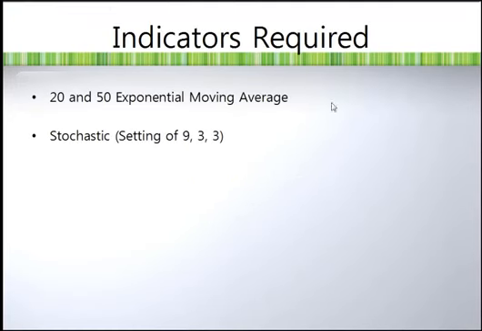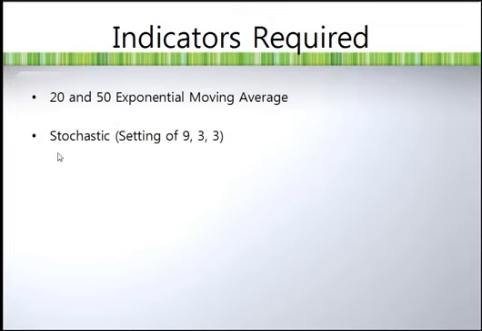This is the indicator that you need. You need a 20 and 50 EMAs. When you plot your moving average, there will be an option for you to choose between a simple moving average or exponential moving average. What we are using here is the EMA, exponential moving average, and you select a period of 20 and the other one is 50. That means you will be plotting two EMA lines, one period 20 and the other period 50.